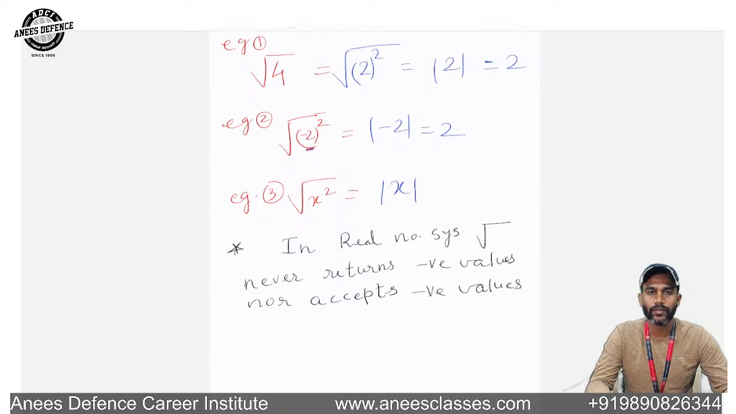Yes or no? Similarly, under root of (minus 2) square would be 2 only, not plus minus 2 again. Under root x square is mod x, not plus minus x. Mod x, one value you'll get. Yes or no? Yes. Shall we move ahead?